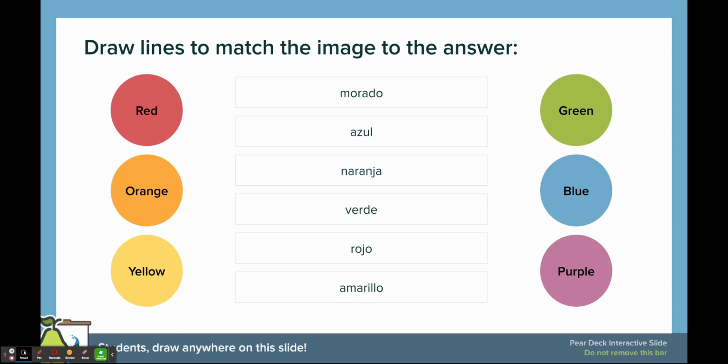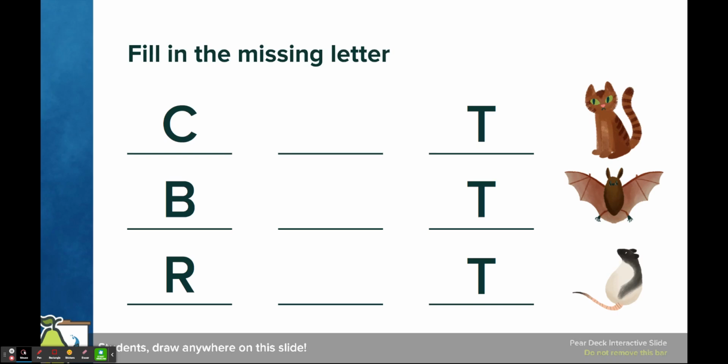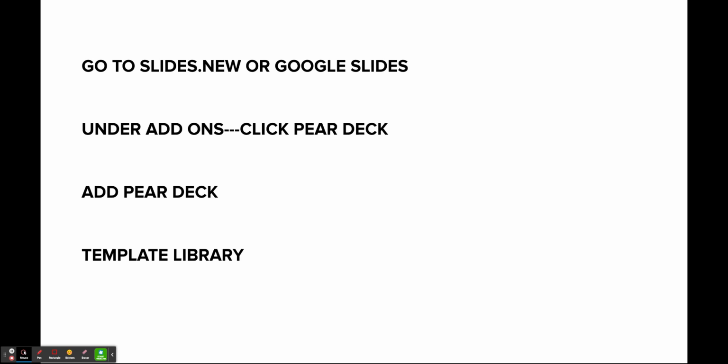And here's another Pear Deck, and that's an easy way that you can do an electronic worksheet. So you have your students drag lines to match vocabulary, and this is just a Spanish example with colors. For elementary students, I think this would be pretty easy because they're typing letters for common words like cat, bat, and rat, and that works on their spelling. So if you like Pear Deck, I highly recommend it.